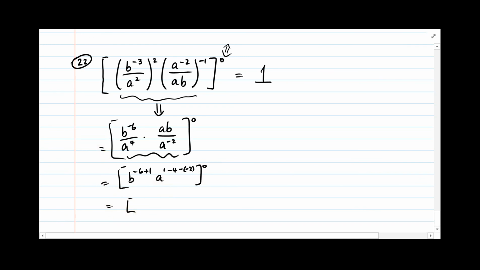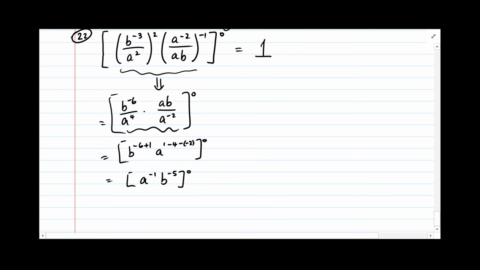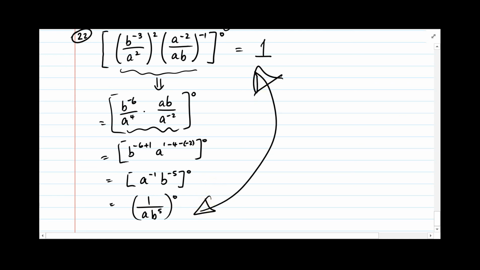You're looking at what's inside. 3 minus 4. So a to the minus 1, b to the minus 5, all to the 0. This is the same as 1 over a b to the 5th, all to the 0th power, which, as we said, is simply 1. Right? Could have gotten there a long time ago. So do not take the long path. We want you to get the expedient. All right.